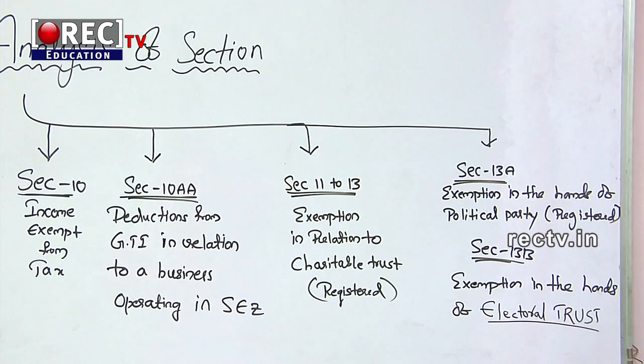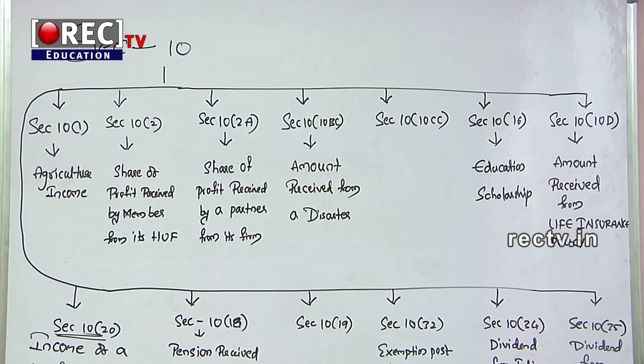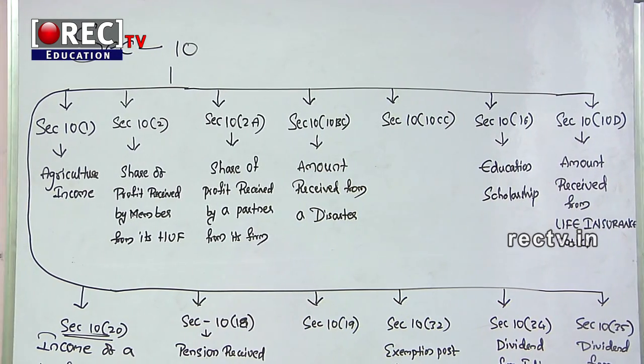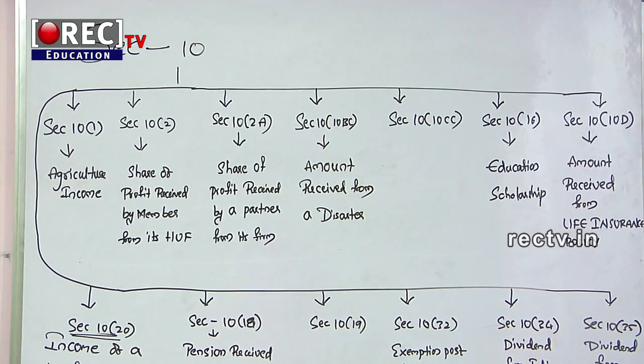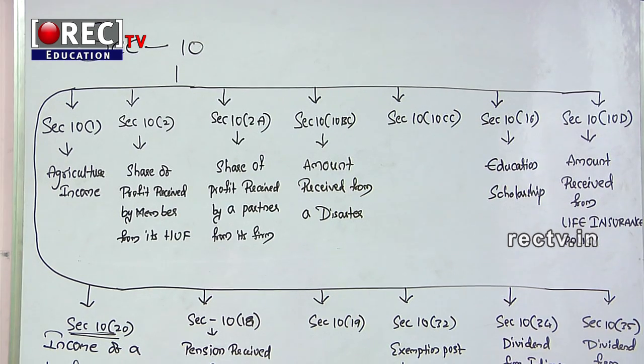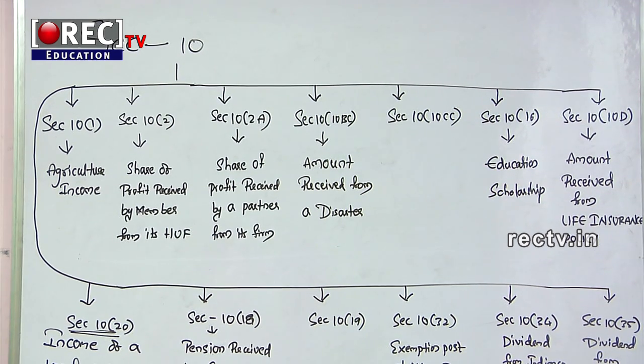Let us see in brief. Section 10 subsection 1 deals with agricultural income. Let us see about agricultural income. Agricultural income is exempt from tax under section 10 subsection 1. The meaning of the term agricultural income is given in section 2 subsection 1 clause A. Therefore, unless and until an income is covered by section 2 subsection 1 clause A, we cannot term it an agricultural income. Let us take an example.